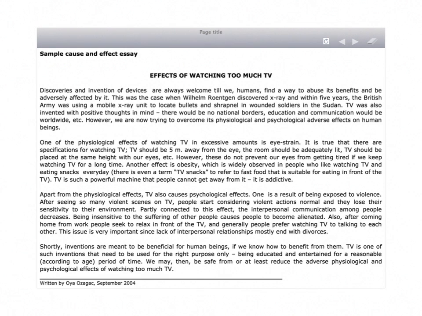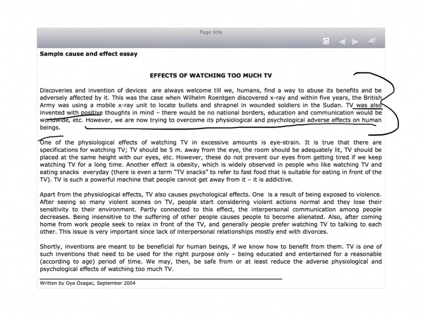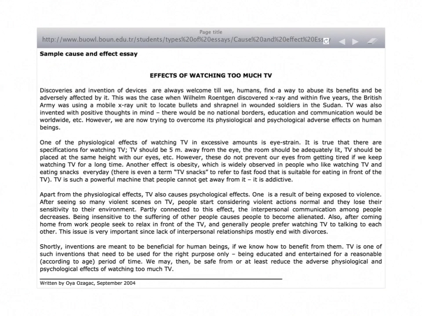The first paragraph really provides us with an introduction. In the last sentence, though, however, we are now trying to overcome its physiological and adverse effects on human beings. Goes with the sentence before, TV was also invented with positive thoughts in mind. So there, the authors laid out the cause, TV, and the effect. Trying to overcome the physiological and psychological effects.